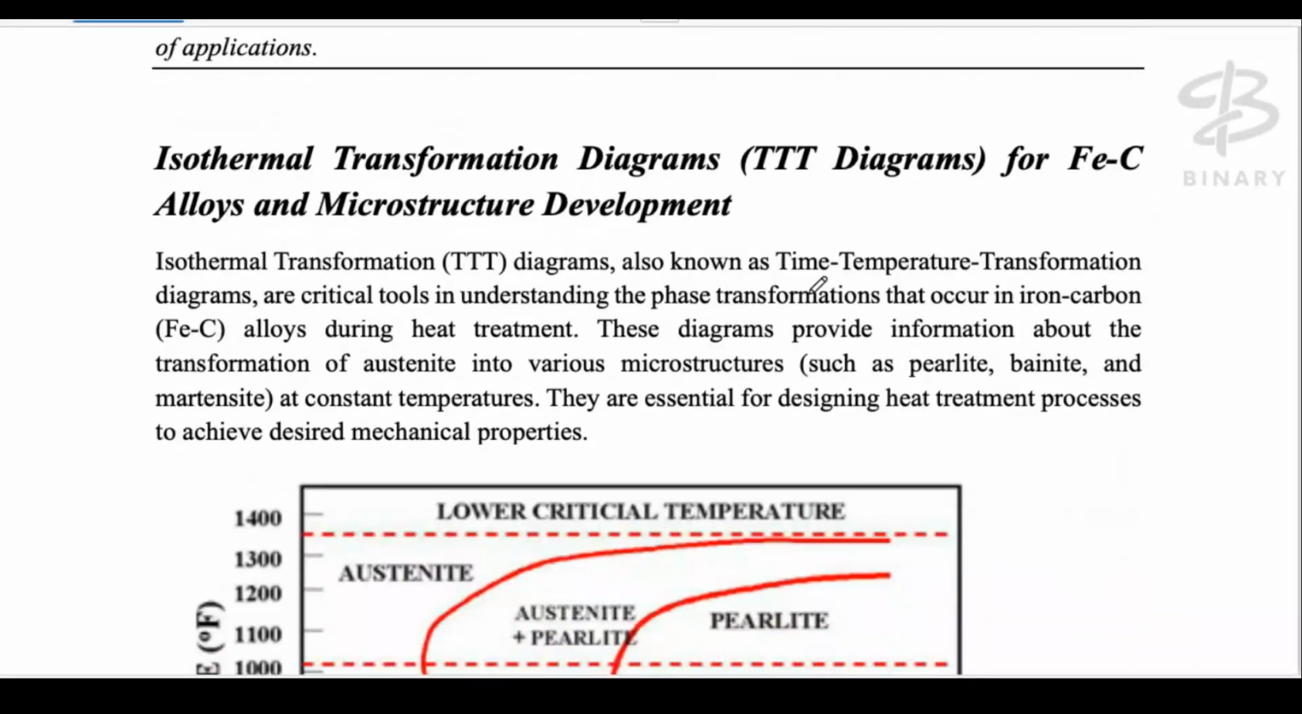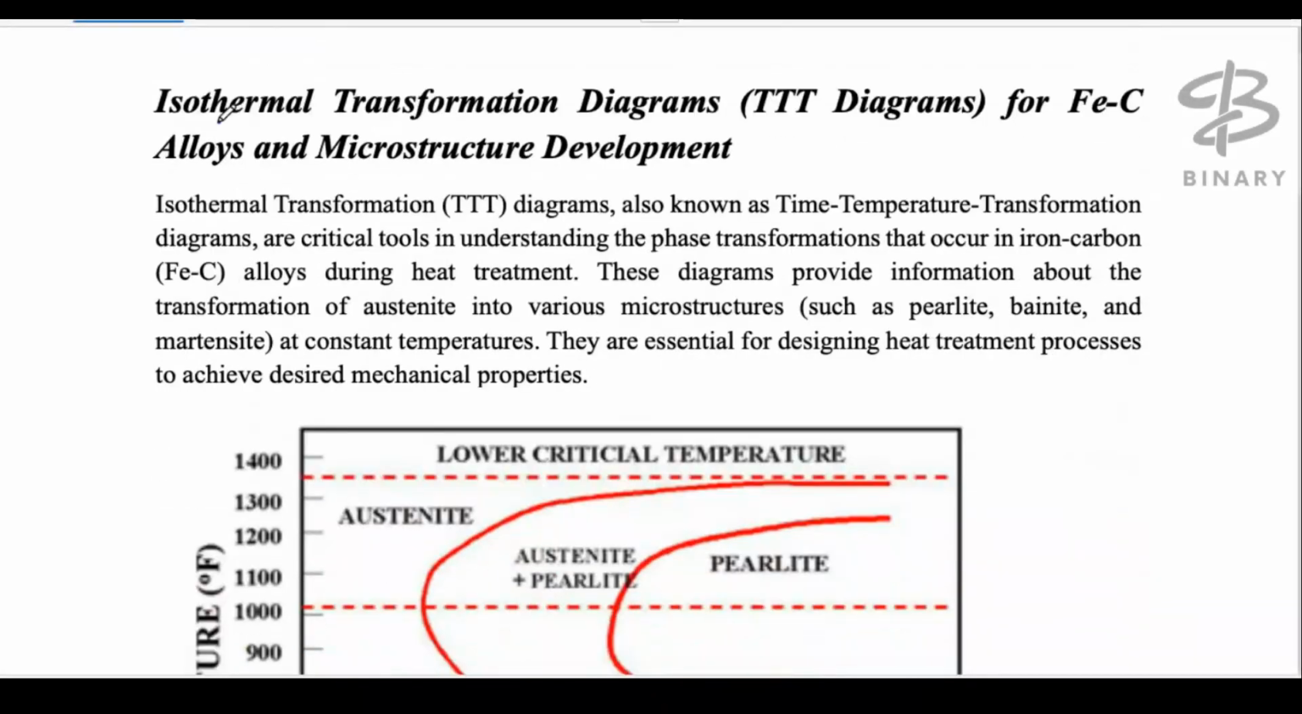Now we are further moving ahead. The new topic is the isothermal transformation diagram. Isothermal is what? It is basically having the phase changes. Wherever you see isothermal transformation, it means phase changes, because isothermal means the temperature remains constant. While the temperature is constant, you are not raising or decreasing the temperature, though you are supplying the heat.